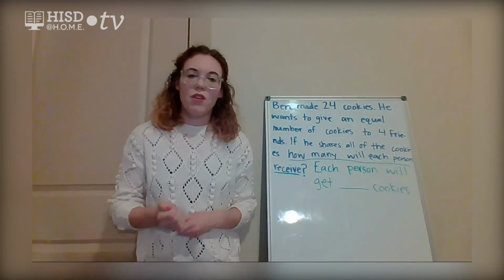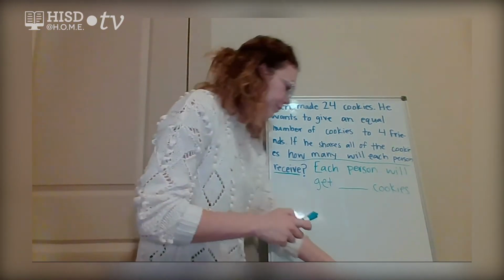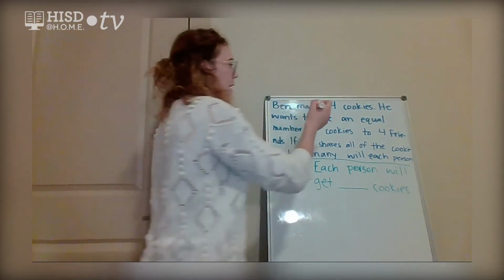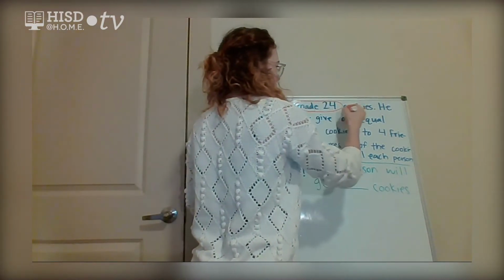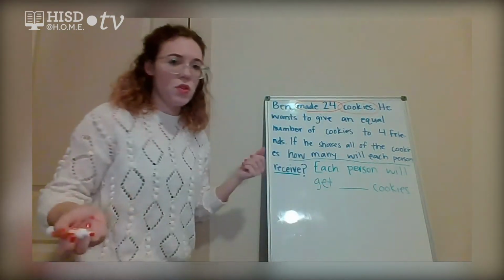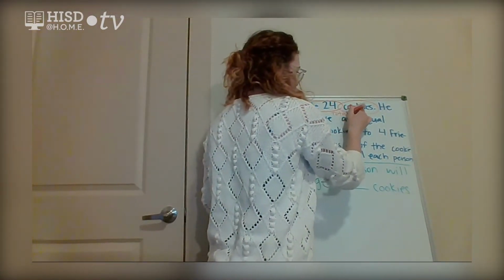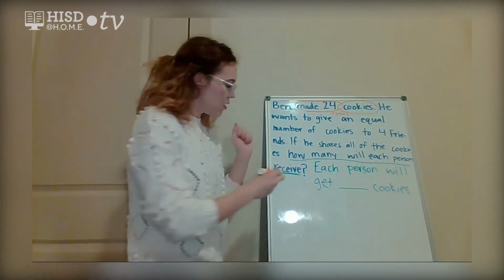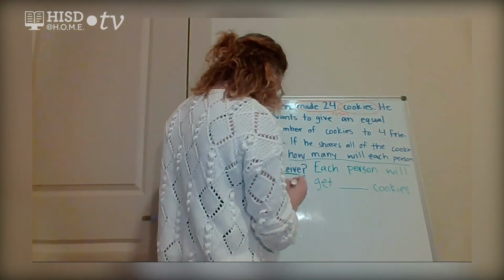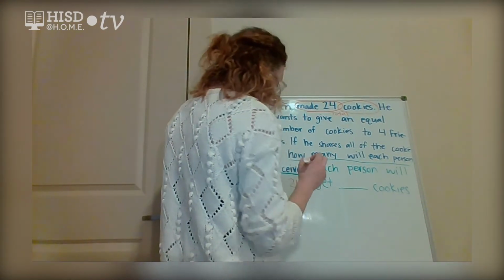All right, now let's take out our important information from this problem. He made 24 cookies. That means that's the most we have. That's our total. That's how much he made. There's no more than that. It doesn't say he bought more. So I can write T for total, 24 cookies.